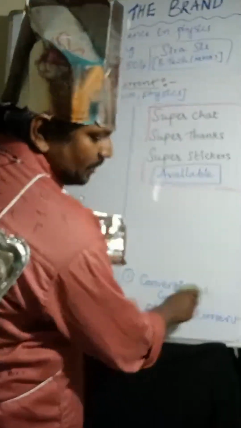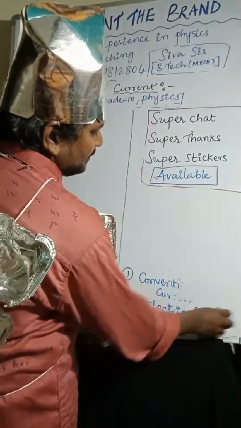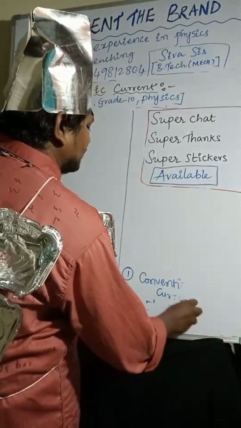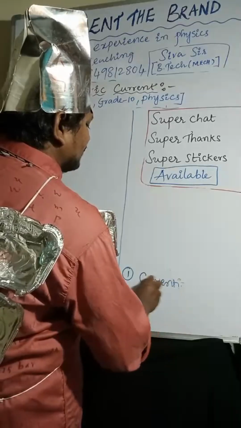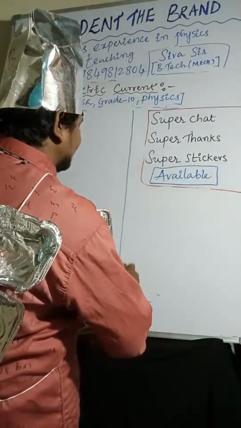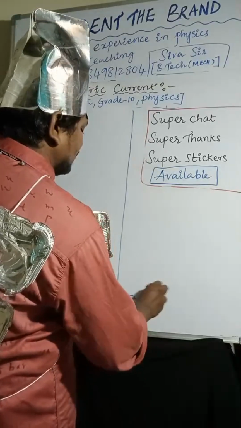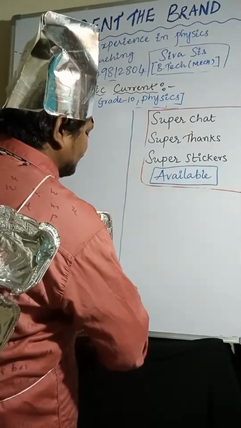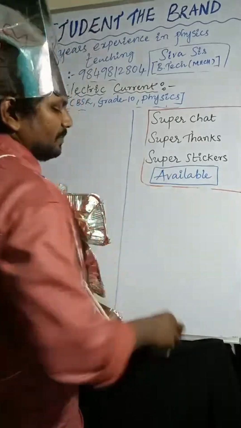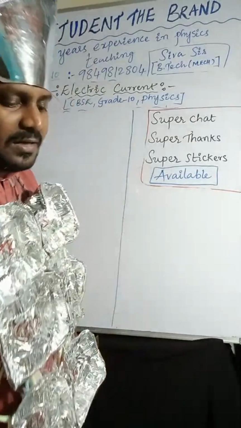Now we'll discuss potential difference. Potential difference is nothing but work done to bring unit positive charge from one point to another point within the conductor.